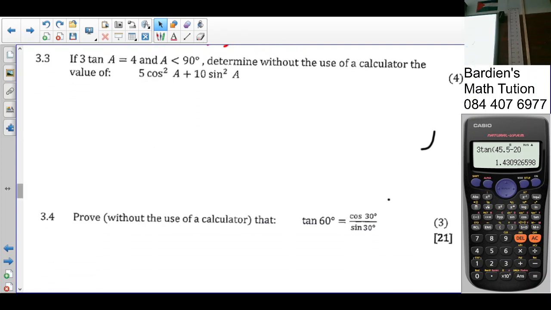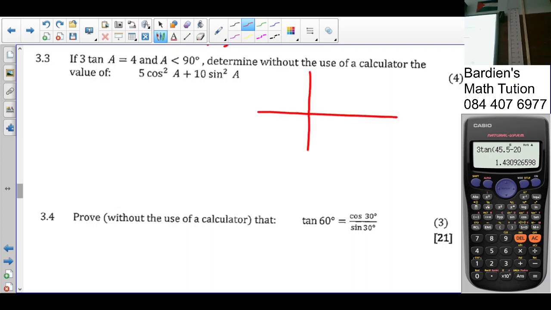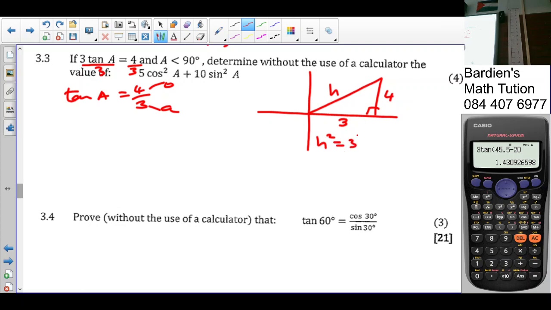In question 3.3, we are told if tan of A is equal to 4 over 3 and A is less than 90, which is to say it's in the first quadrant. So we divide by 3 both sides. So tan of A is equal to 4 over 3. What does tan stand for? Opposite over adjacent. So what's my opposite? 4. Adjacent? 3. So I apply Pythagoras to get the hypotenuse, which is x squared is equal to 3 squared plus 4 squared. Gives you a value of 5.